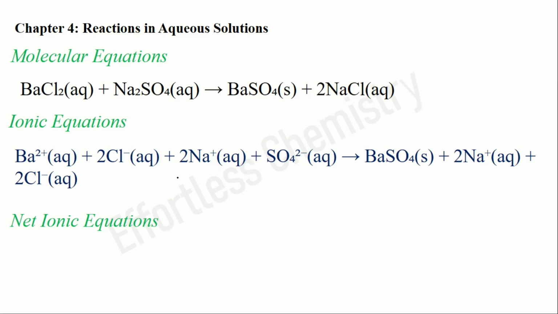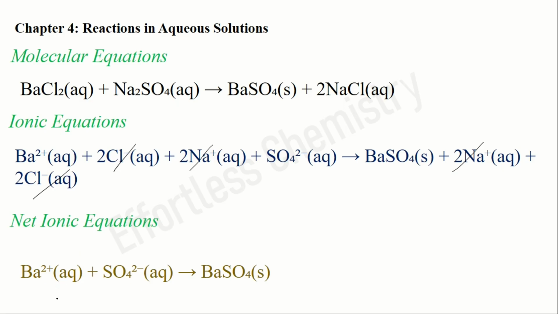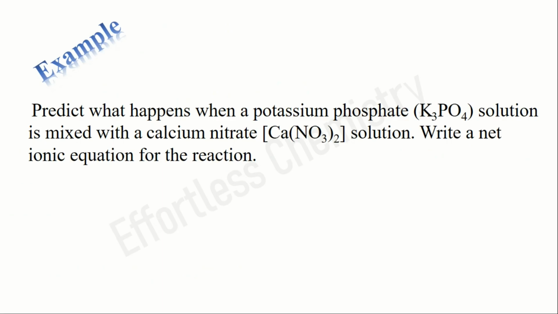So what are the spectator ions? Sodium and chloride ions that are present on both the left and right sides are spectator ions. And I can eliminate them from these two sides like that, and by rewriting this equation I can find the net ionic equation, which shows me the real ions that participate in the reaction. As an exercise, write it and solve it for yourself. Next lesson I will solve it for you.